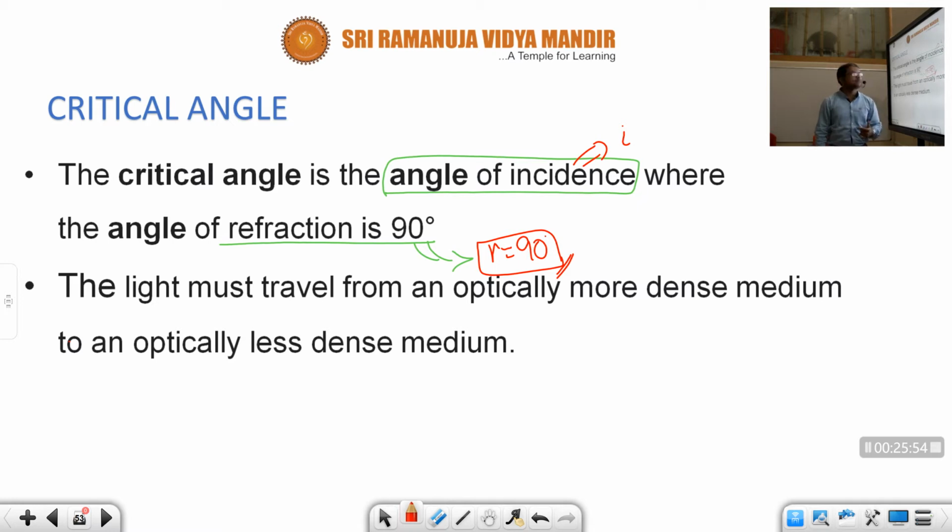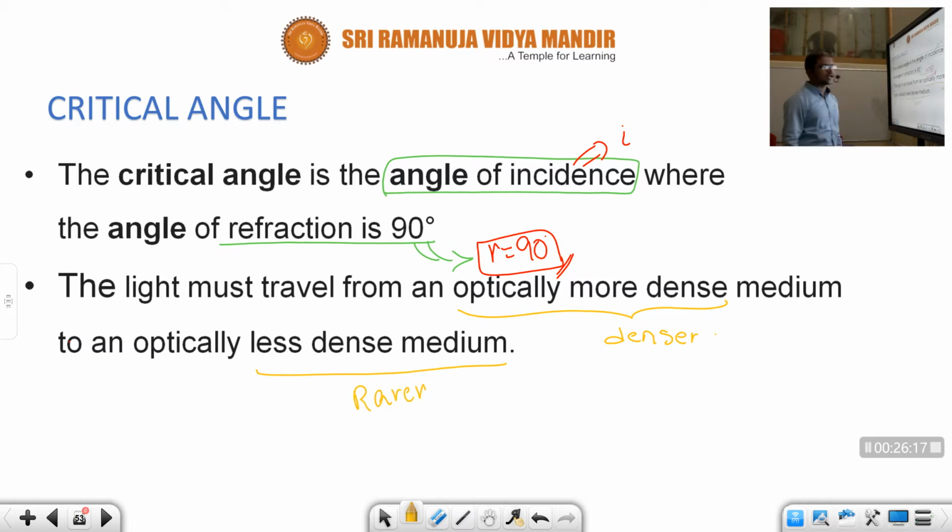And the light must travel from an optically more dense medium to an optically less dense medium. Children, we can say the light must travel from a denser medium to a rarer medium. So the light should always travel from denser to rarer. Only in that case can we get a critical angle.